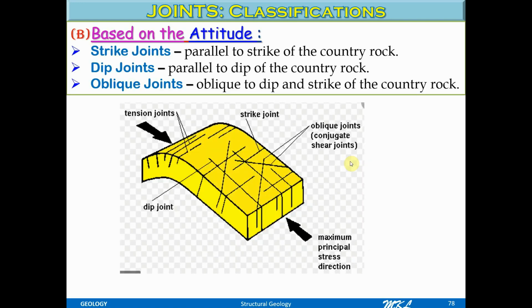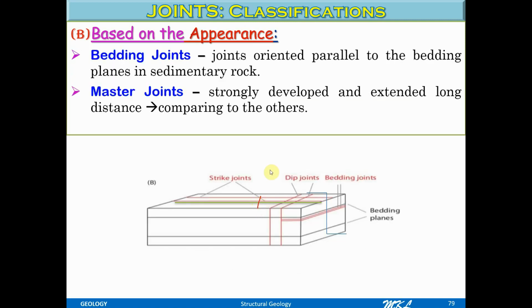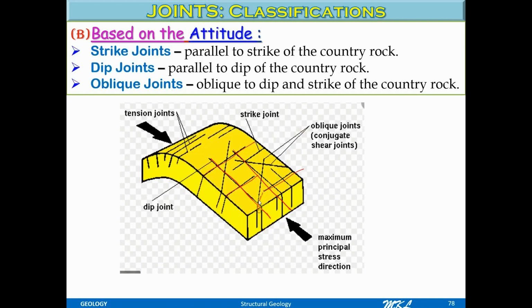Now, based on the attitude, it can be classified into three types. It's very simple. When the joints are parallel to the strike, these are the strike joints. When it's parallel to the dip, this is the dip joint. When it's neither parallel to strike nor parallel to dip, then it's an oblique joint. So it's called an oblique joint, or conjugate shear joint.